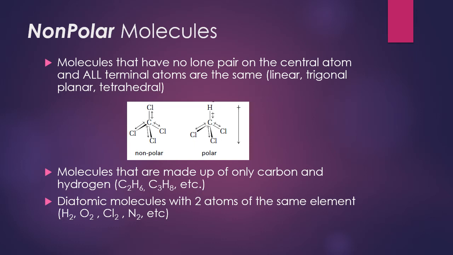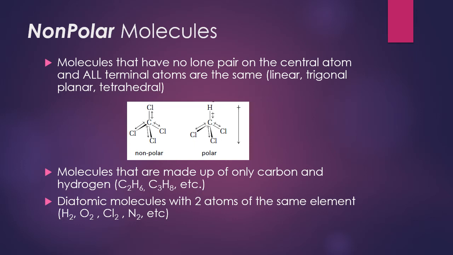There are two examples shown here. I have carbon tetrachloride, carbon with 4 chlorines around it. It has no lone pairs on the central atom, no lone pairs on the carbon, and all the terminal atoms, all the atoms attached to it, are the same. They're all chlorines. So that means this is nonpolar. I don't even have to draw my vectors. Just with those rules, I can tell you it's nonpolar.